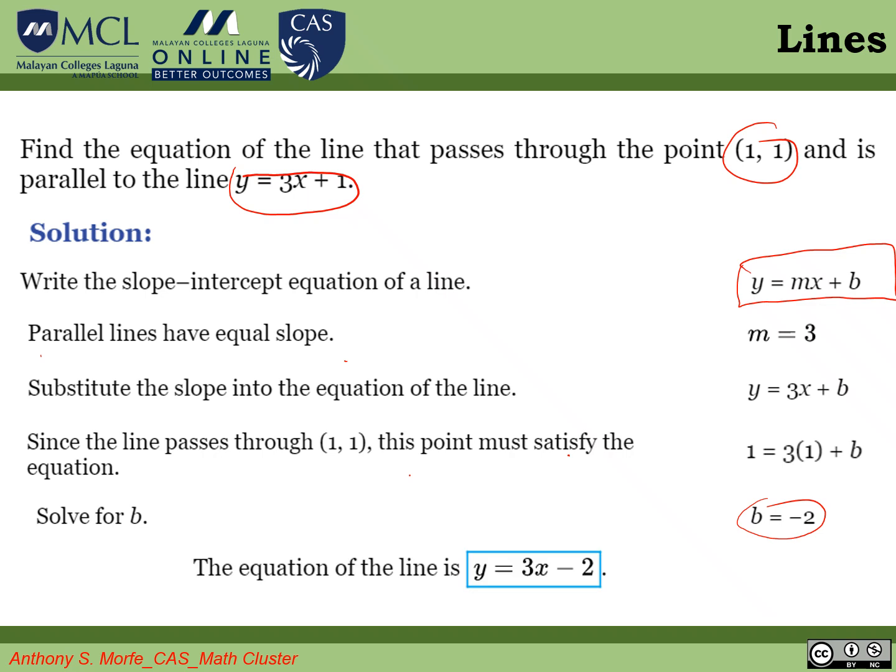Okay, and after that you substitute it into the equation. So you know that if this is line 1, the equation is y equals 3x plus 1, so we can expect line 2 should also have something like y equals 3x plus b. Our b is negative 2, so minus 2. So line 2 is y equals 3x minus 2.